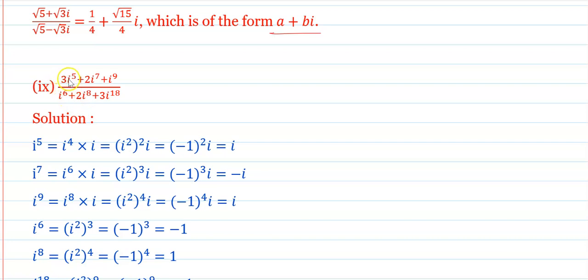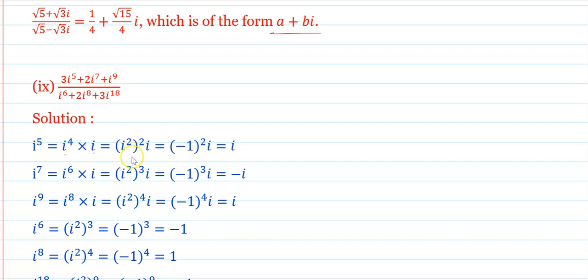3i raised to 5 plus 2i raised to 7 plus i raised to 9 upon i raised to 6 plus 2i raised to 8 plus 3i raised to 18. Now find out the values. Now i raised to 5 means what? i raised to 4 into i. But i raised to 4 is i square, bracket square.